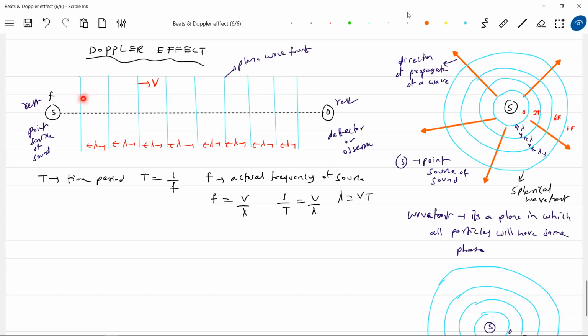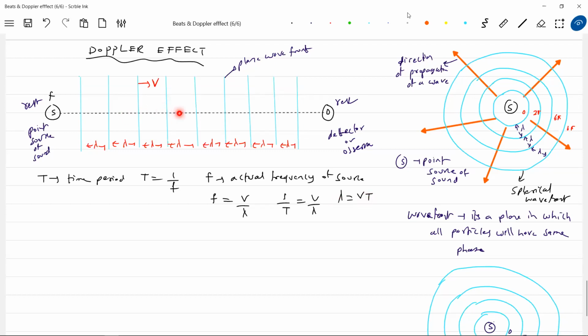Tell me, the dusters will be moving, no? There's a first duster I threw. The second duster will be thrown after 2 seconds. T equal to 0, 2 seconds, 4 seconds. So the duster will be moving with a speed. What will happen to the distance between dusters? It will remain the same, no? How to calculate the distance between dusters? There's a formula: lambda equal to vT.